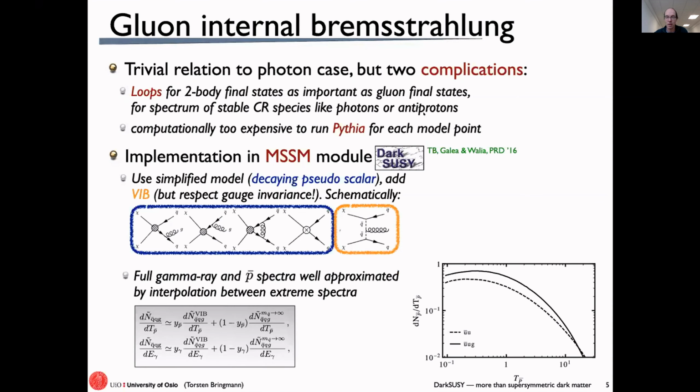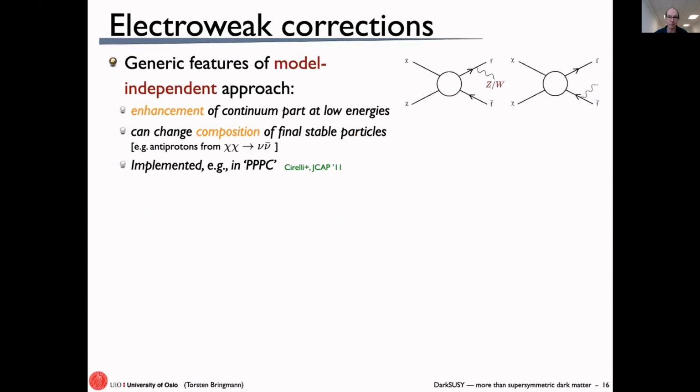And for the second part, we noticed that the spectra that you get, this is a case for antiprotons, but the same would hold for photons, for gamma rays, is indeed not so different for just two-body final states and three-body final states in these extreme cases, where either this one dominates or this one dominates. So the total spectrum can be approximated to very good accuracy by a linear interpolation between the two, depending on how strong these contributions are for a given parameter point.